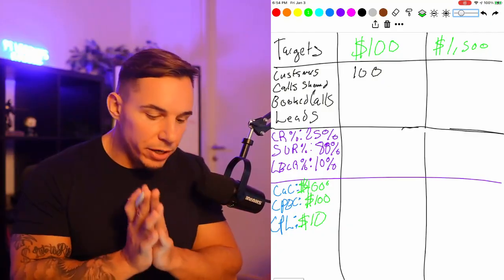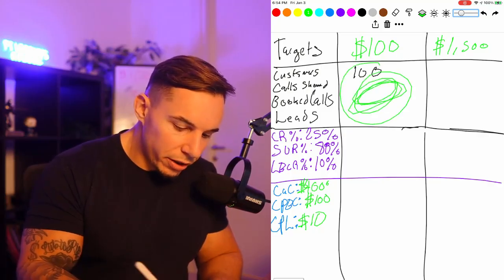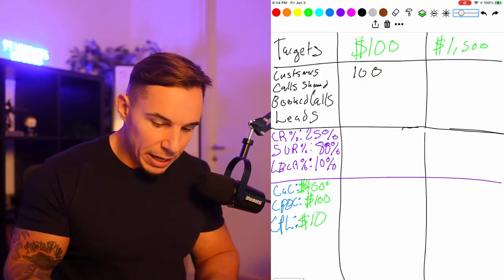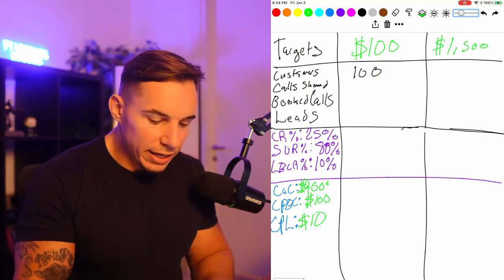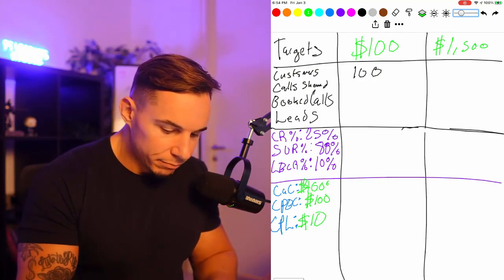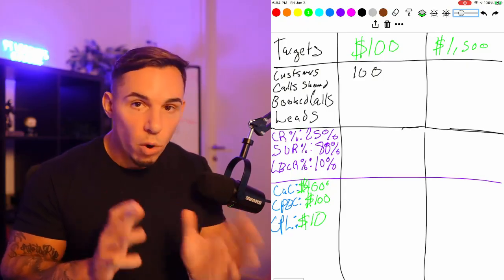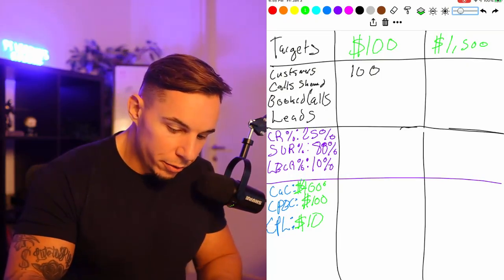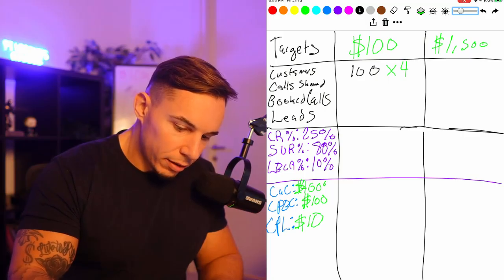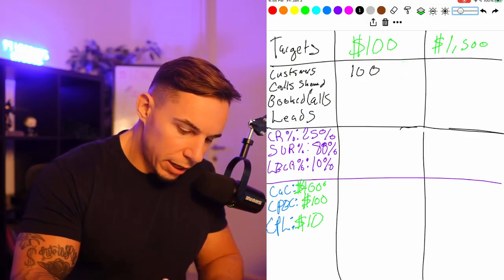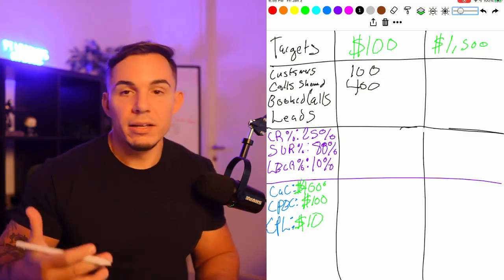So now that we know our targets, we need to figure out how many calls showed, and how many booked calls and leads we need to be able to make $10,000 with a $100 offer. Well, if we know that we need to get 100 customers, that means we're closing 1 out of 4 people that show up. So all we would do is multiply this by 4, and we would get a total of 400 calls to show up. Whoops, I put 4,000. We need 400 calls to show up to be able to make $10,000 at a $100 offer.